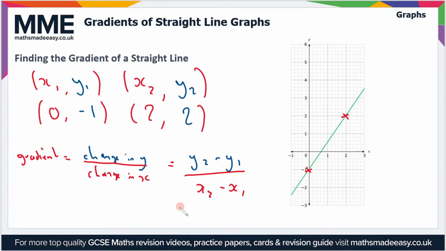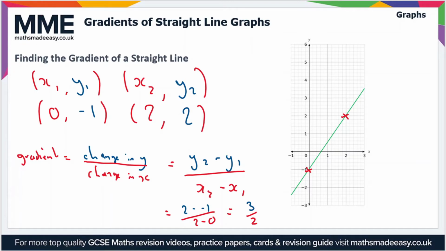If we plug in our values, we get y2 minus y1 is 2 minus minus 1, and then x2 minus x1 is 2 minus 0. So the gradient is equal to 3, since minus minus 1 is the same as adding 1, divided by 2, or 1.5.